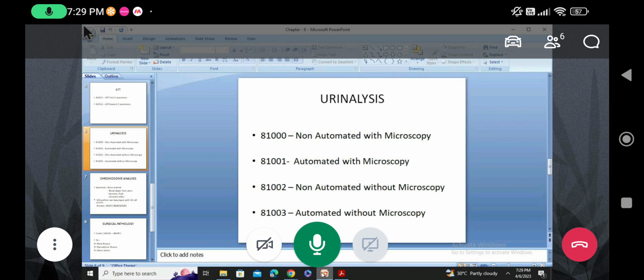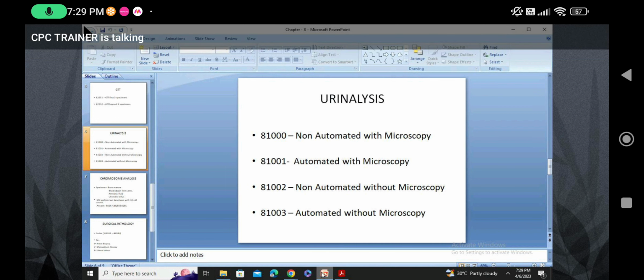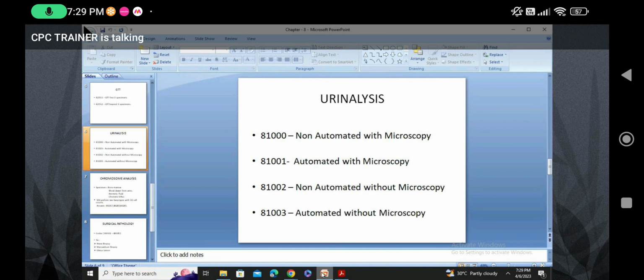So 81002. This is the code. Please note down, guys. This is a question we are receiving. If the provider did not document anything, and only ordered urine analysis, that's all, you have to use the code 81002. So this is the answer we have to use. Clear? That's all for urine analysis.